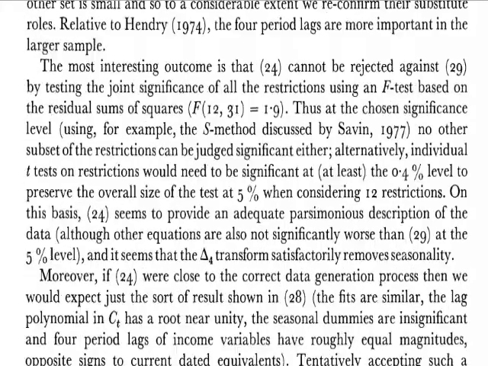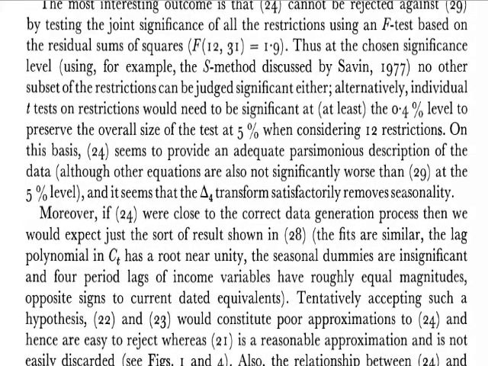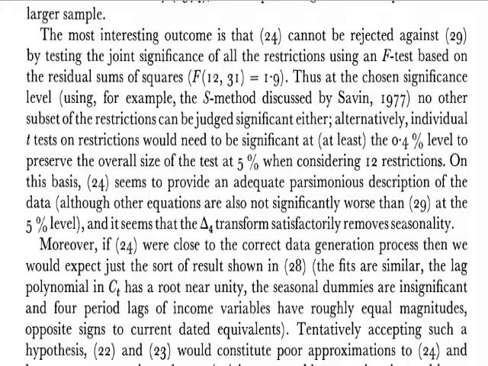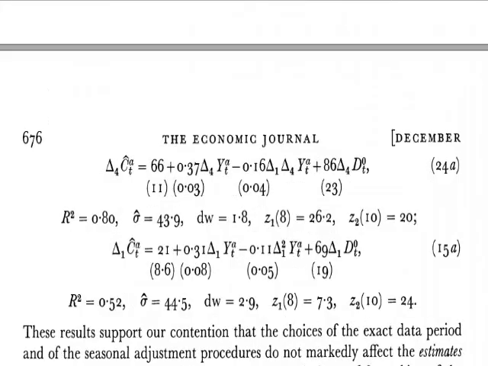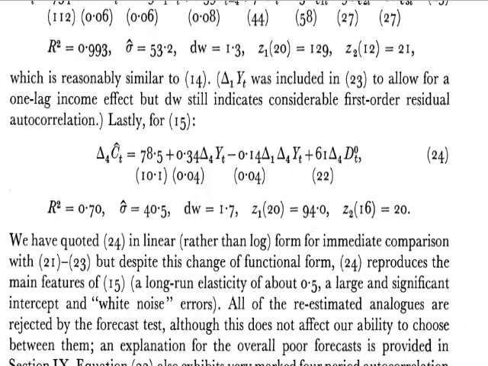Okay, so he says that the most interesting result is that 24 cannot be rejected. If we test all the restrictions, on statistical grounds, you see this is 24. So 24 is a very simple model. In the unconstrained form, you would put Ct minus 4 on the other side. Yt would be replaced by Yt minus 4. And that is what was run actually, the unconstrained form.